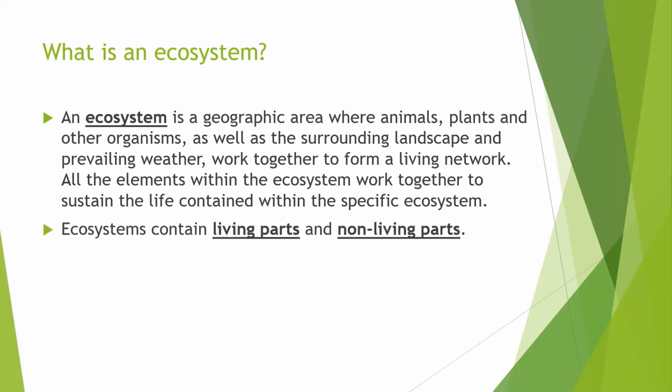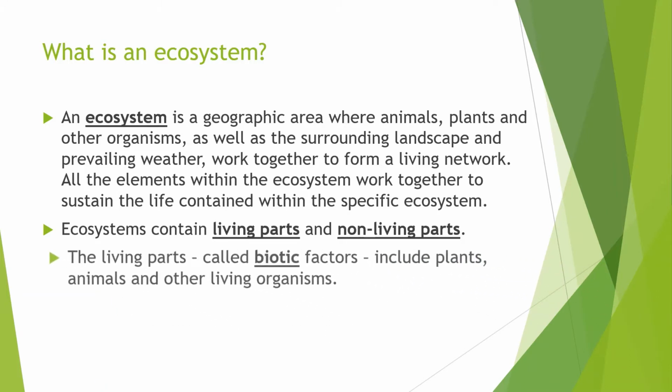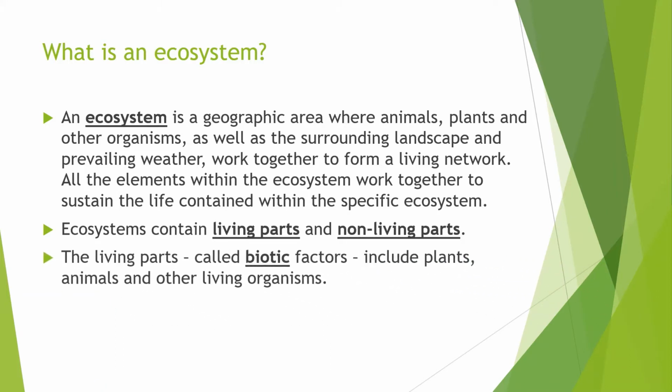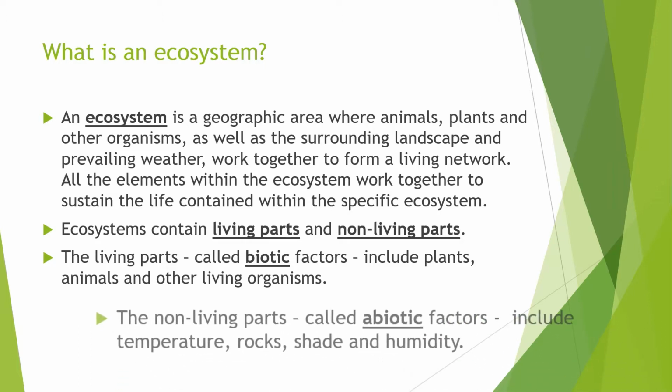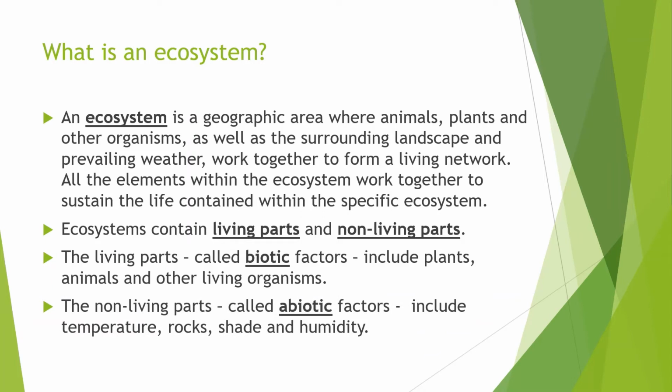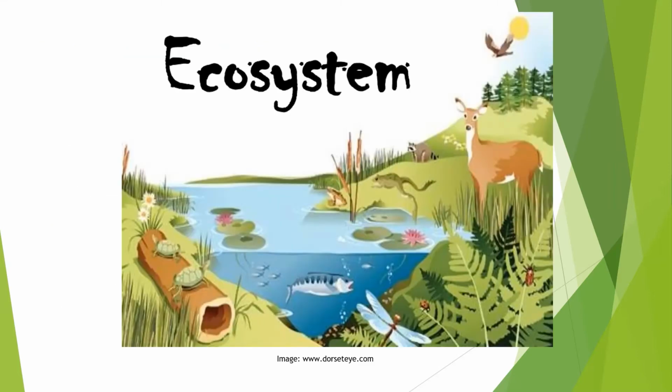Ecosystems contain living parts and non-living parts. The living parts, called biotic factors, include plants, animals, and other living organisms. The non-living parts, called abiotic factors, include temperature, rocks, shade, and humidity.